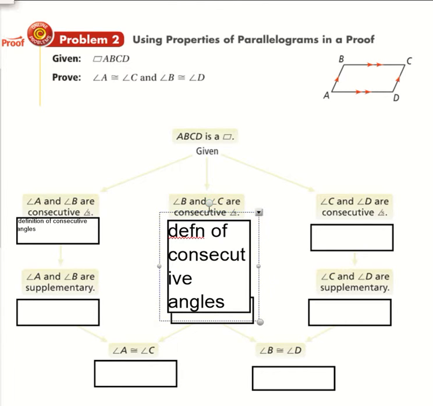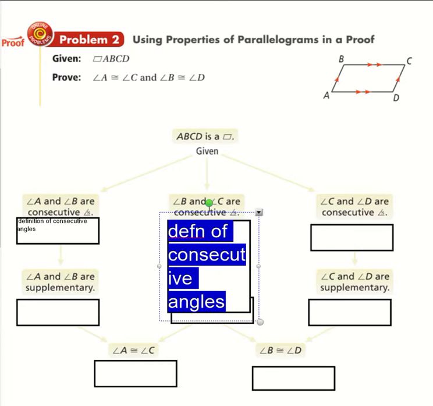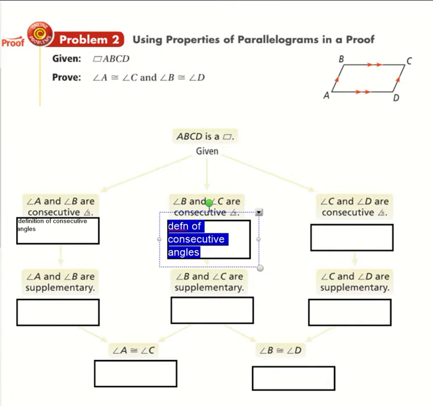See if I can get that into a smaller font. Let's hang on one quick second. There we go, that'll work.